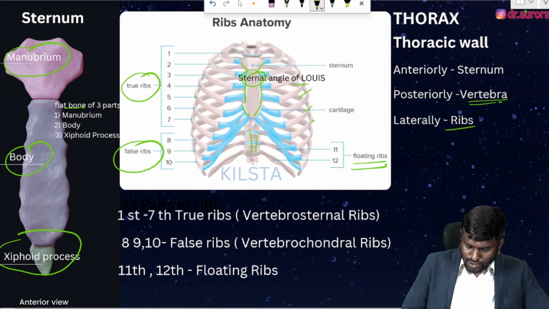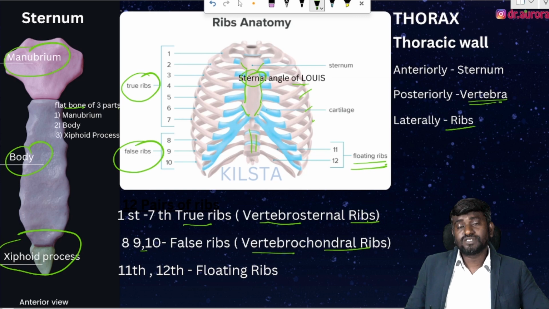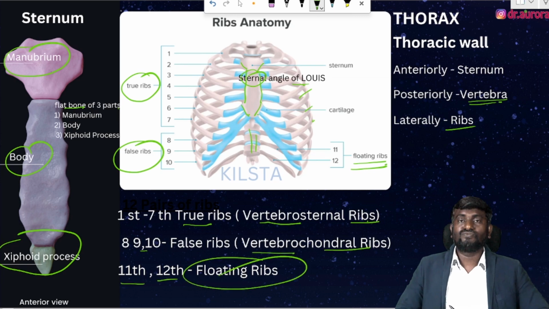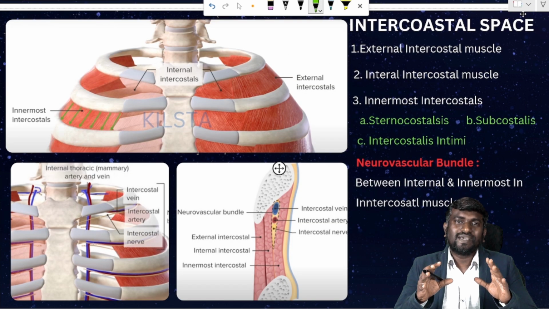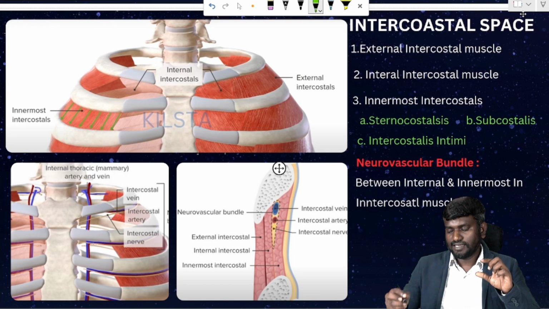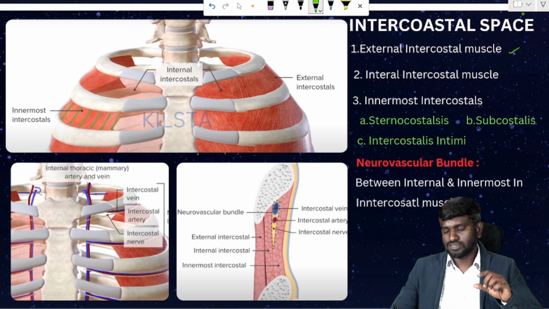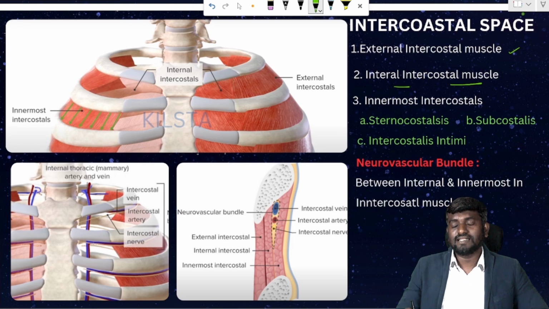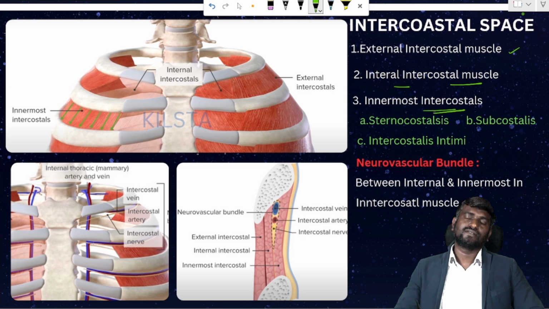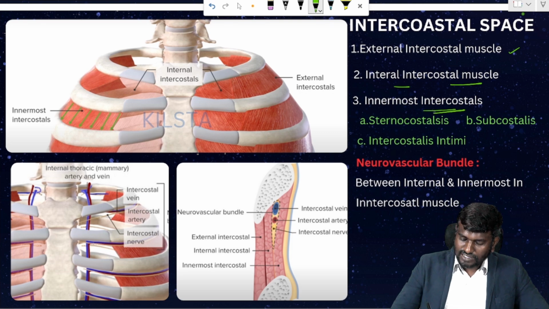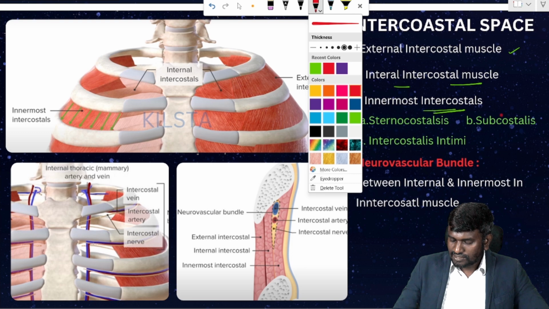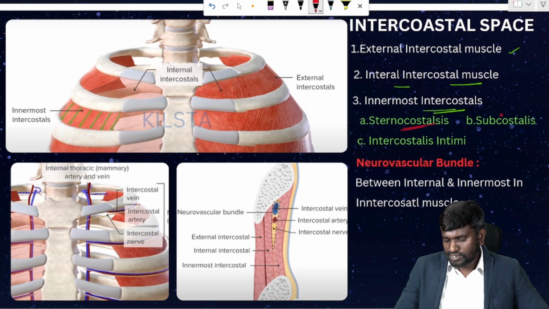Now, it is very important to also know that the 1st to 7th ribs, called true ribs, are also called vertebrosternal ribs. The 8th to 10th ribs are called vertebrochondral ribs. And the 11th and 12th are, as you know, floating ribs. Yes. The intercostal space is between two ribs. It includes the external intercostal muscles, internal intercostal muscles, and the innermost intercostals. Good. Now remember, the innermost intercostal has three more muscles, which are called sternocostalis, subcostalis, and intercostalis intimi.